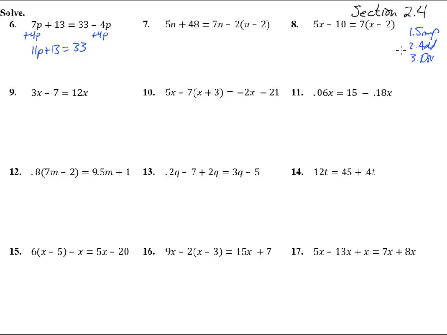Now that it's simplified, we can do the addition and subtraction. So subtract 13 from both sides and divide both sides by 11. So p is going to be 20 over 11. You can leave it like that if you would like to.